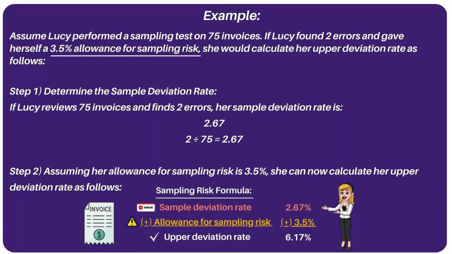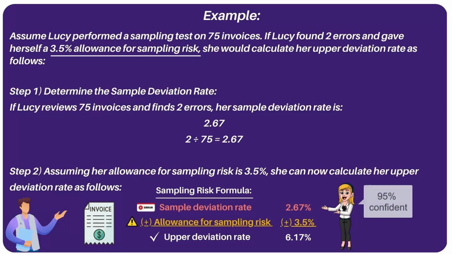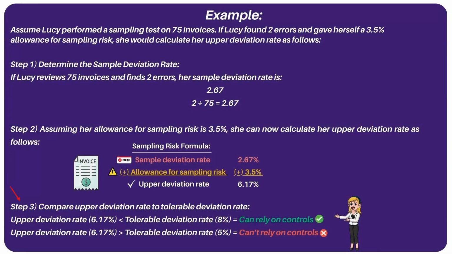So let's go ahead and say that her allowance for sampling risk is 3.5%. Now Lucy calculates her upper deviation rate as 2.67% plus 3.5% to give her a 6.17% upper deviation rate. That means Lucy is 95% confident that the real error rate in the full invoice population is no more than 6.17%. So now what Lucy's going to do is compare her upper deviation rate to the tolerable deviation rate.